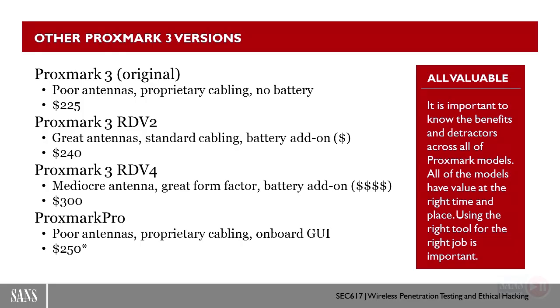Okay. And the Proxmark Pro has come out within the last couple of months, and the price is supposed to be about $250. I haven't physically put my hands on one yet, but I look at the Kickstarter project and all of the things that they have done there. They moved back to the antennas for the original Proxmark 3 with the same cabling. So read range is not nearly as effective. That's a detractor for me.